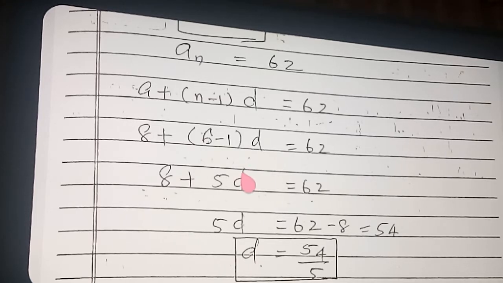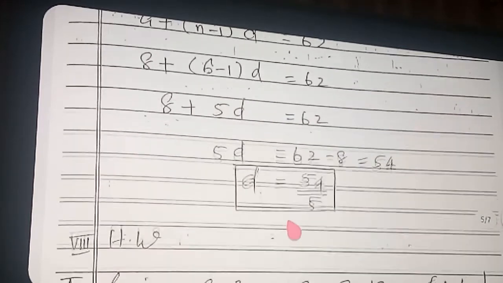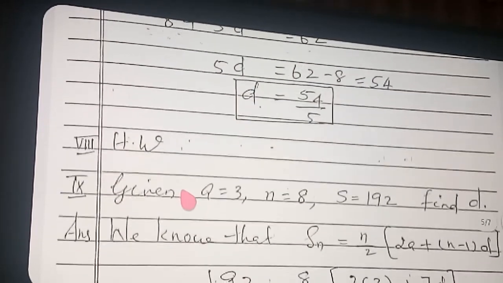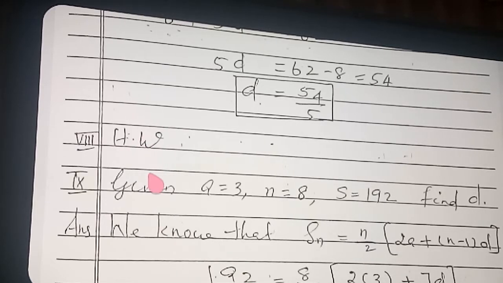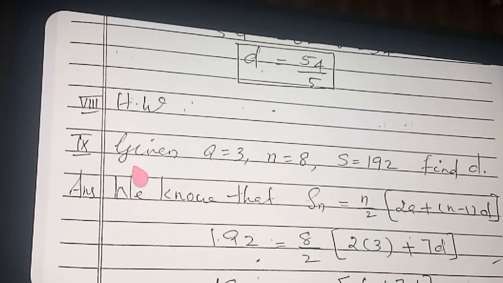Okay, copy it. Then we will move to the next question. Question number 8 I have written as homework. Now question number 9. Okay, now read the 9th question. Given a is equal to 3, n is equal to 8, Sn is equal to 192, find the value of d. These are all simple sums, sir.